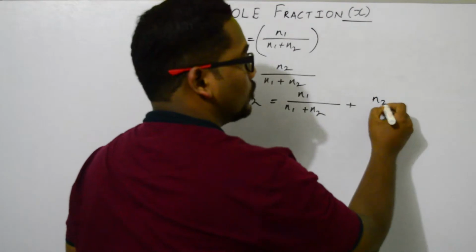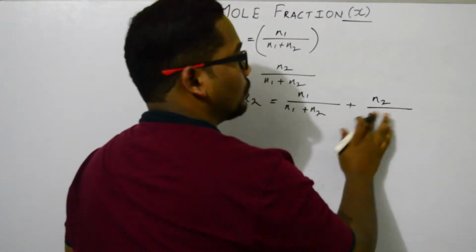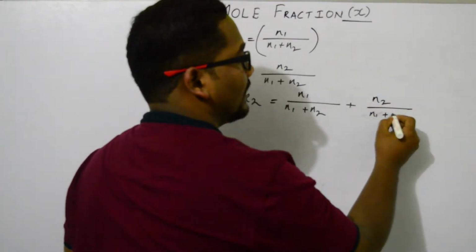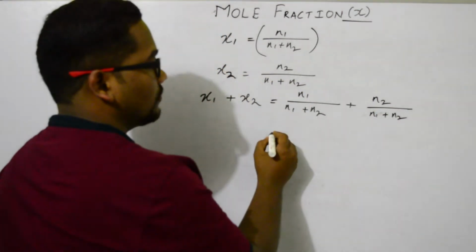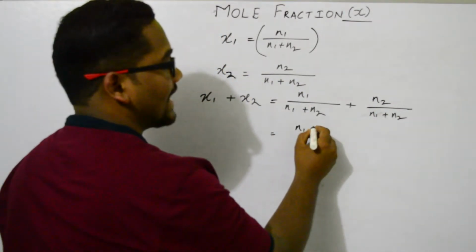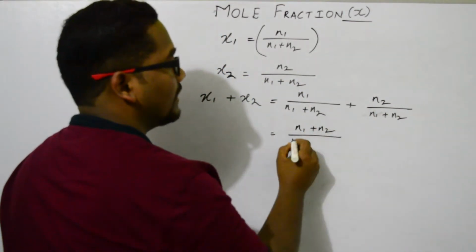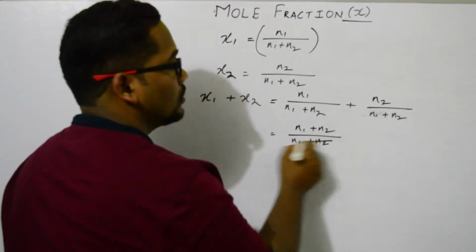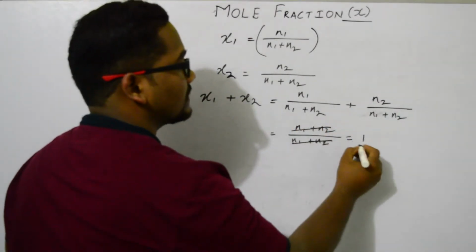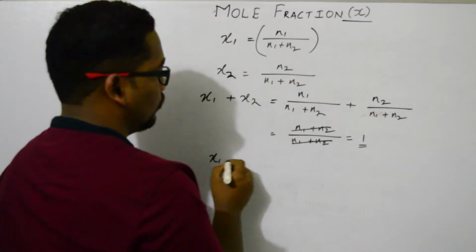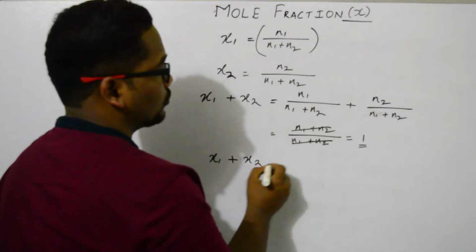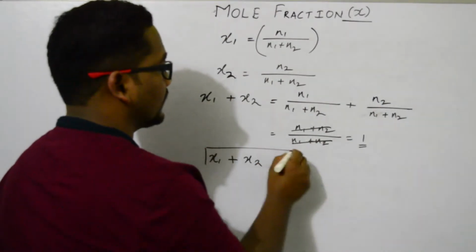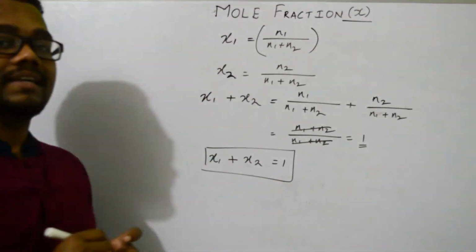So n1 plus n2, divided by n1 plus n2. If you solve this equation, what you get is n1 plus n2 divided by n1 plus n2. You can cancel this very easily, which is equal to 1. So you can say that the mole fraction of solvent plus the mole fraction of solute is always unity, which is equal to 1.